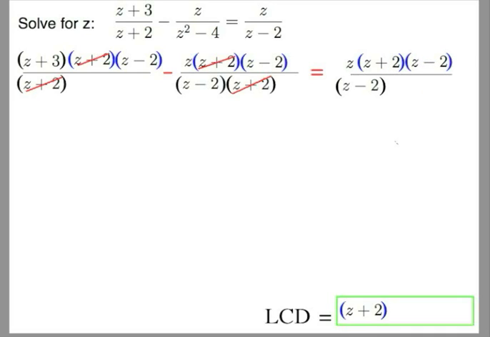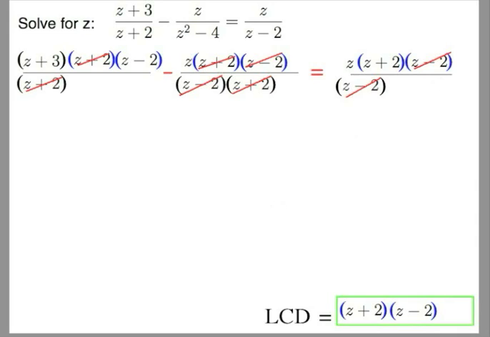And once again, we are looking to cancel. Nothing cancels here, of course. Here, well, we chose z minus 2 precisely to cancel that in the denominator. And we get an added bonus here, in that this cancels. Now, check it out. We no longer have any fractions. We've completely cleared fractions, and we did it by multiplying through by z plus 2 times the quantity z minus 2, and that is our LCD.